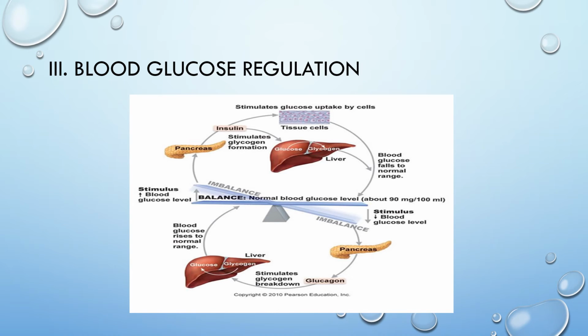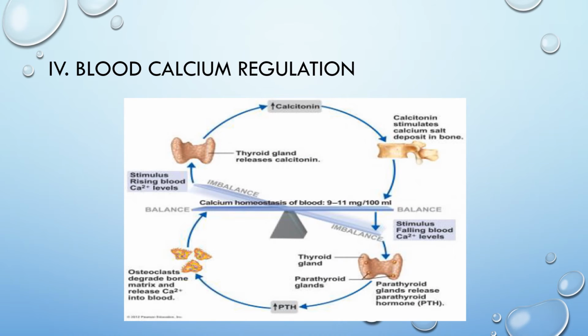In blood glucose regulation, what happens? For example, after a meal, it will lead to an increase in blood glucose level. So the signal will be sent to the pancreas. The pancreas will start to release insulin. Insulin will stimulate glucose uptake by the cells and also stimulate glycogen formation. When glucose uptake and glycogen formation increase, it will restore the blood glucose level towards the normal range.